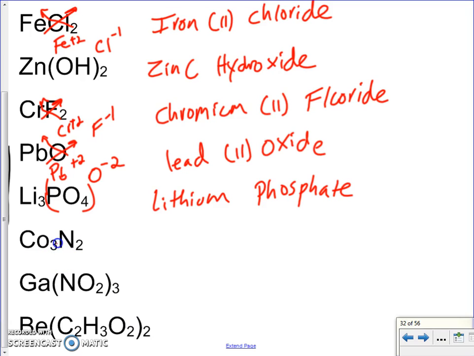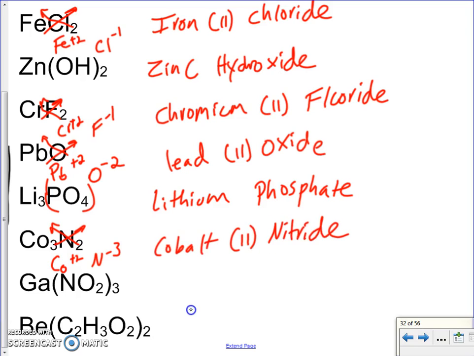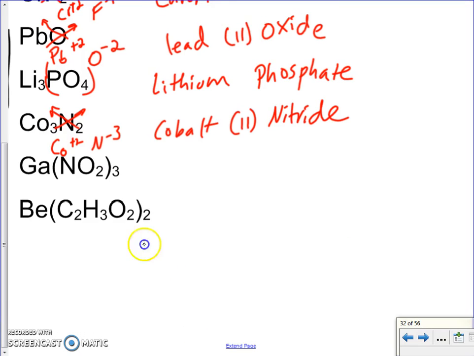Okay, we have a transition metal, so we need our charge, so we're going to bring up our charges. Co +2 and N -3. So nitrogen's supposed to be -3, so now we name this as cobalt 2 nitride. And I don't know why we keep having +2 transition metals. Please remember, transition metals are not always +2. They do vary in charges.